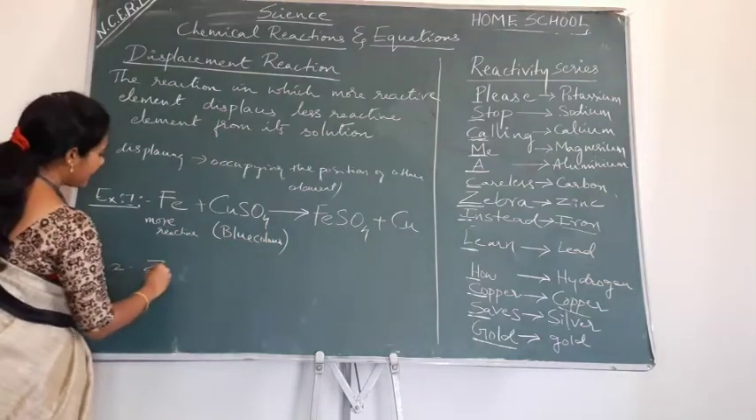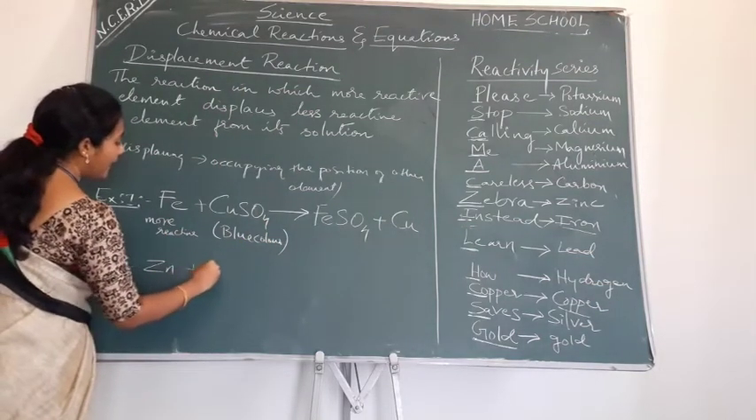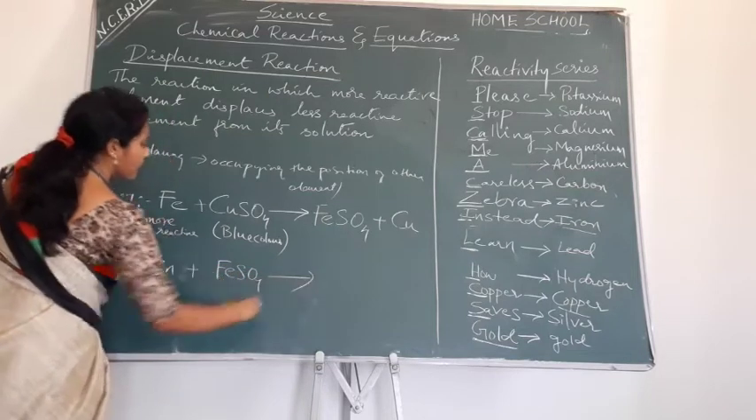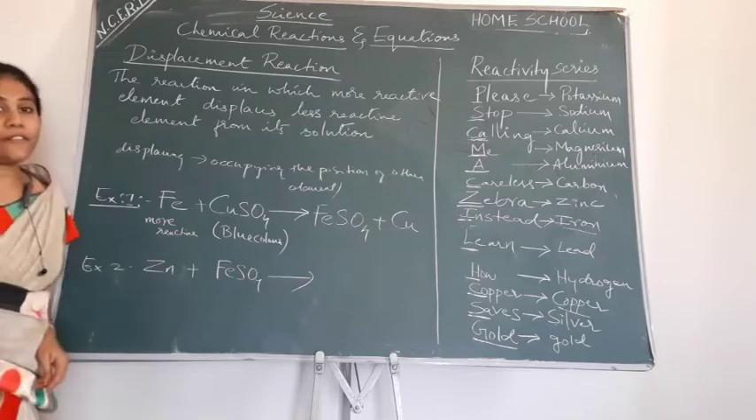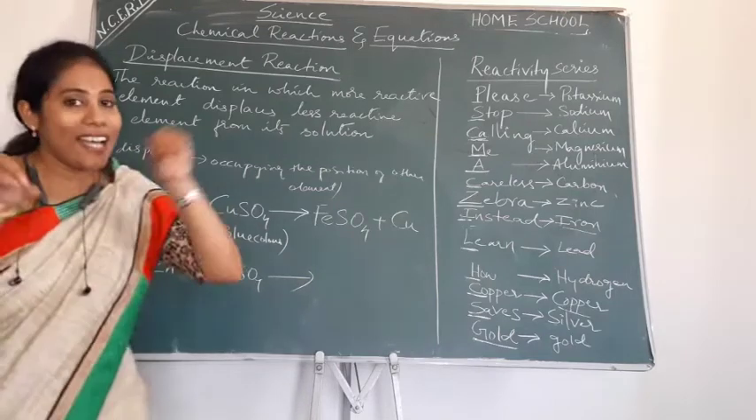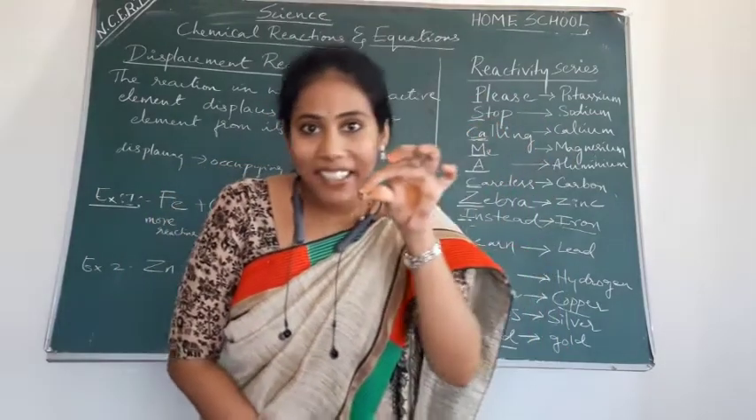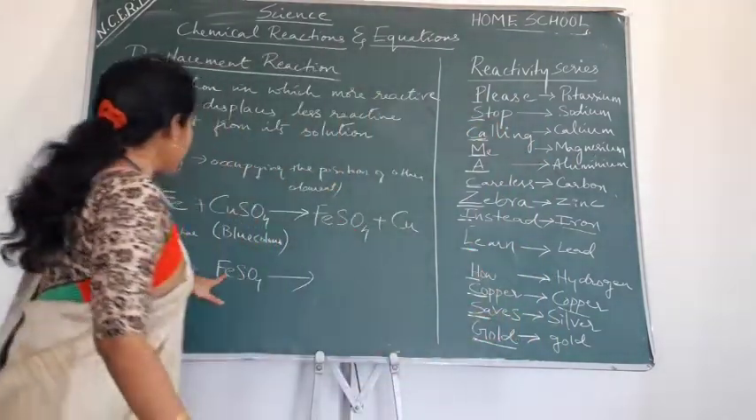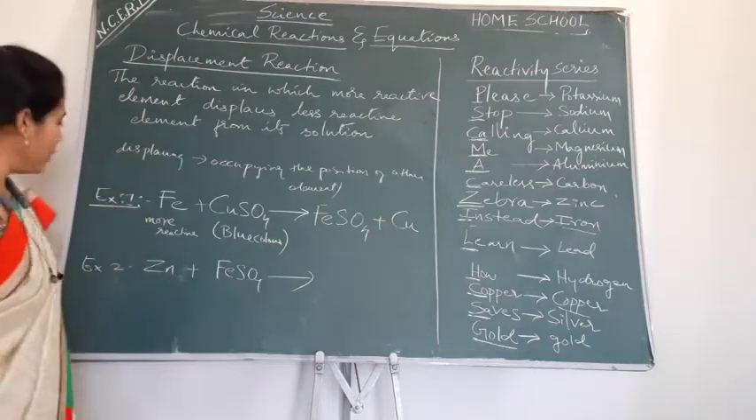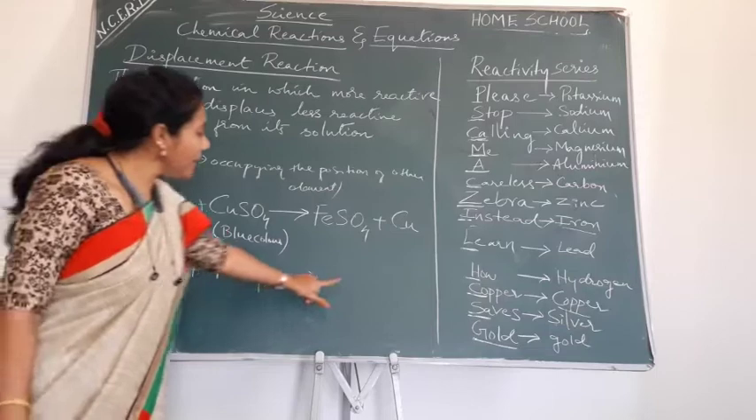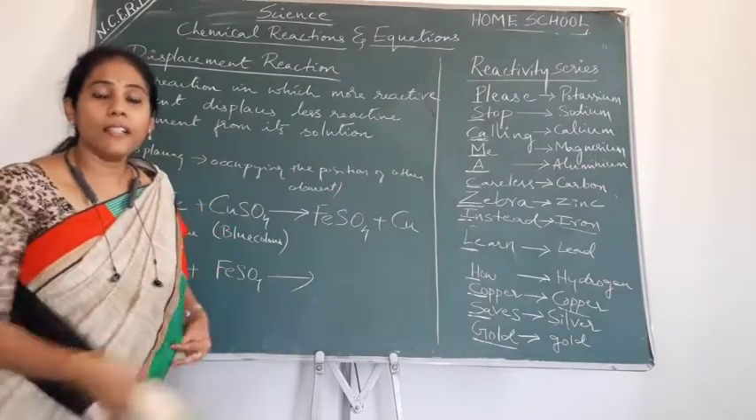I am taking zinc, and I am adding it to iron sulfate solution. In the iron sulfate solution I have added zinc metal, just like in the copper sulfate solution I added an iron nail. Like that, to the iron sulfate solution I have added zinc. Can you tell me what products you will get here?